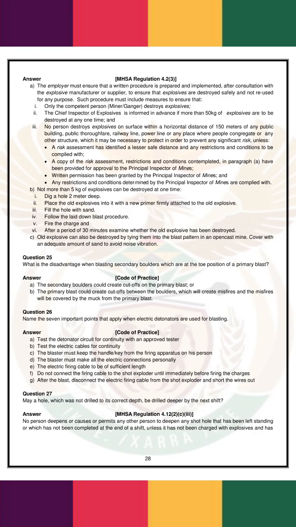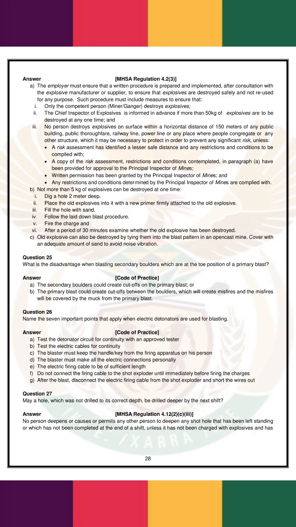B. Not more than 5 kilograms of explosives can be destroyed at one time. 1. Dig a hole 2 meters deep. 2. Place the old explosives into it, with a new primer firmly attached to the old explosive. 3. Fill the hole with sand. 4. Follow the laid-down blast procedure. 5. Fire the charge. And 6. After a period of 30 minutes, examine whether the old explosive has been destroyed.